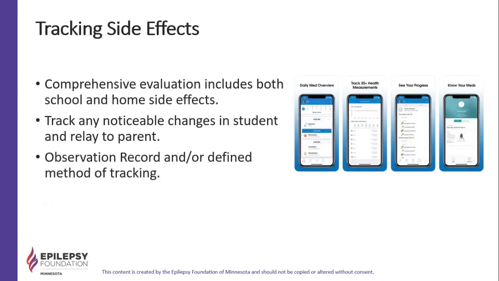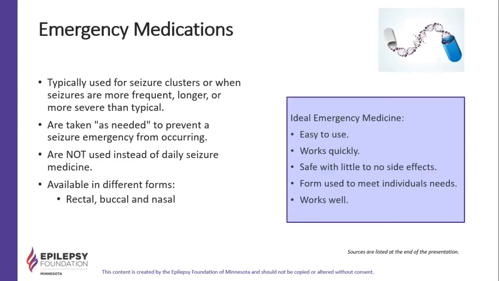There's lots of ways that you can track side effects, and we just bring this up because with our phones and all of our technology these days, there's lots of different ways to track side effects, but we also know that you can track it on paper and pencil as well. If you're noticing differences in their personality or their behaviors or the way that they are handling different things, that's a key to write down and pass along to their parent or guardian.